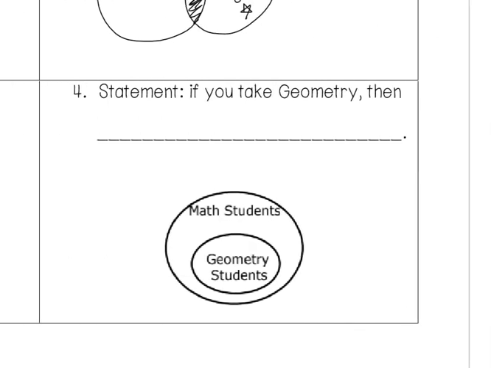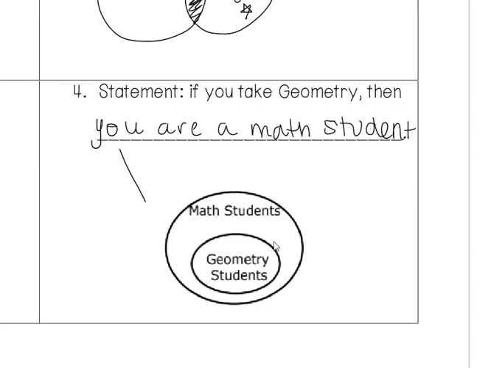In the last one, they gave us this Venn diagram with the geometry students included in the math students. The statement says, if you take geometry, then you are a math student. Because you're in a geometry class, that means you are a student who's taking some sort of math. And because the geometry circle is within the math circle, we can say that this is the true statement here.